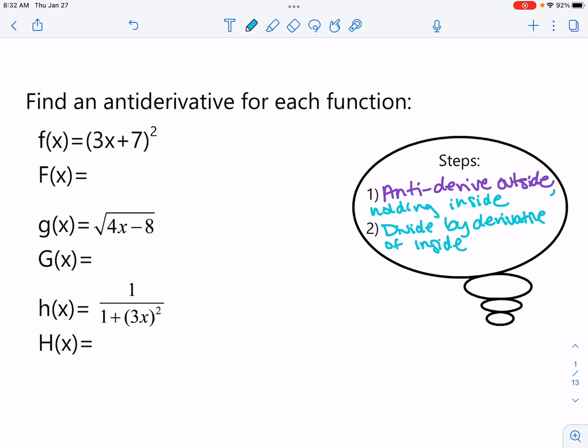All right, so let's go ahead and pause, see if you can do this warm-up, and clean it up for me. So let's bring all our coefficients to the front when applicable. So let's pause and try these for me. Hit play when you're ready to continue.